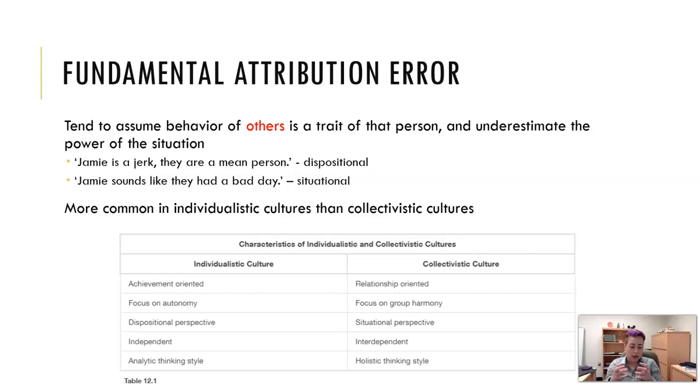We attribute, we assume or assess someone's behavior as a result of their traits and underestimate the power of the situation. So we're not understanding, maybe Jamie just had a horrible day or someone almost hit their car on the way home. We're saying, no, it's because of who Jamie is. Again, more common in individualistic cultures than collectivistic cultures. And the U.S. is the predominant one. We're going to talk about U.S., U.K., Western European influences. But that is one of the errors we make.